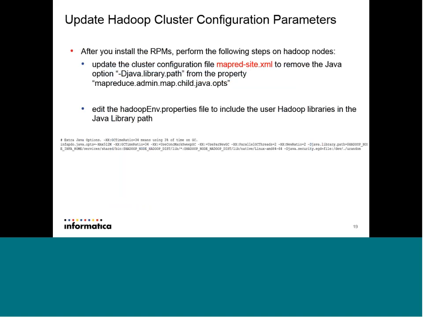The other configurations that need to be done after you install the RPMs, you have to perform this mandatory step on the Hadoop nodes. You need to update the cluster configuration file, which is mapred_site.xml, and remove the Java option, and similarly the child.java.opts, which is mentioned here. After that, you have to edit the Hadoop env.properties, which I spoke about in the infaconf directory, and include the Java library path as shown here. This is again in the document, so you can refer to the document to see the exact steps.